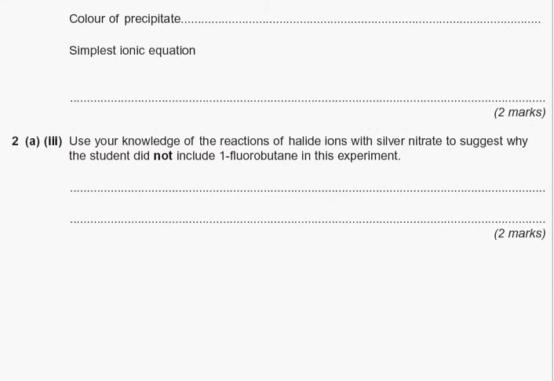Question 2a(iii). Use your knowledge of the reactions of halide ions with silver nitrate to suggest why the student did not include 1-fluorobutane in this experiment. Okay, let's just write the answer. Because it's soluble. Well, I don't think I'd get 2 marks on that.